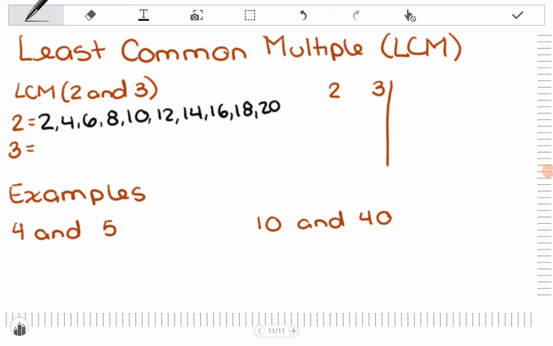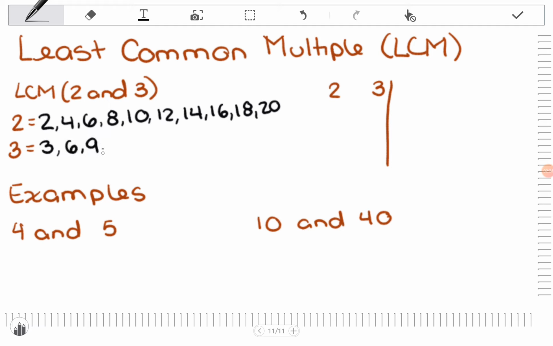When am I going to stop? Well, as you remember, the multiples are infinite. We can keep going and going and never stopping. So we're going to stop right here. Okay, and we're going to work on the 3 right now. So we're going to write the multiples of 3. So 3 times 1 is 3.